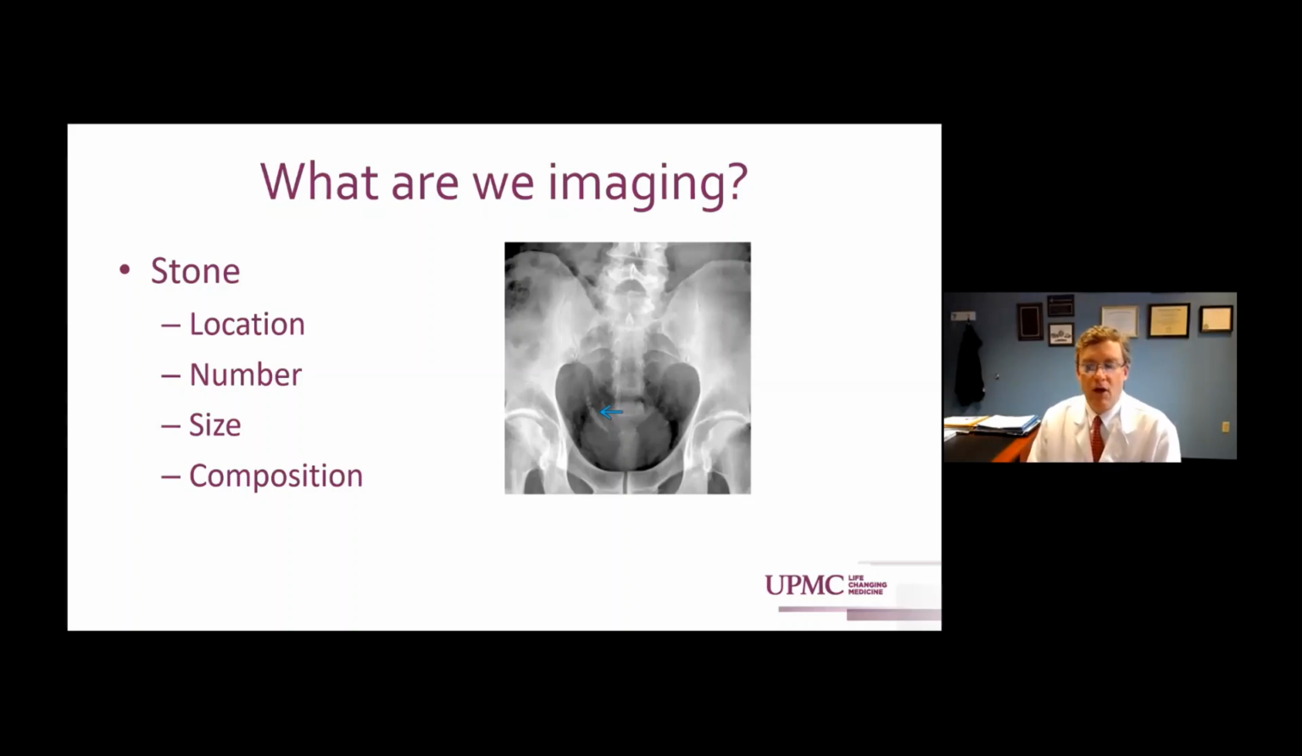Location, certainly, where it is with respect to the anatomy, is important. For example, if you were going to do shockwave lithotripsy and it was over the mid-ureter, over the sacrum, you would not see that well, and you wouldn't want to do that. If it was in the lower pole, that's also another potential consideration for shockwave lithotripsy.